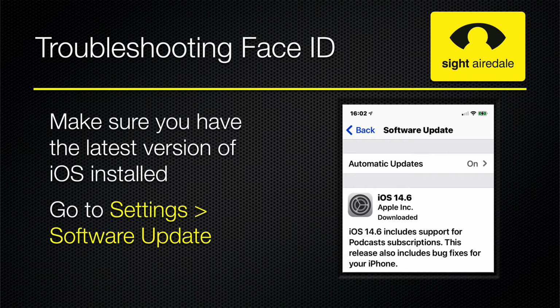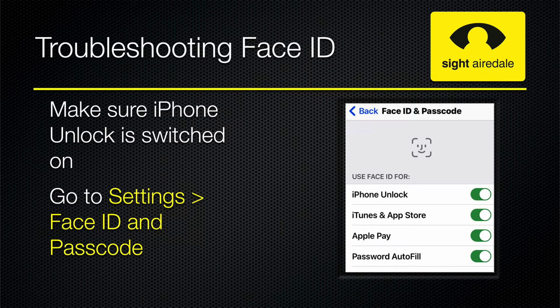If you're having trouble getting Face ID to work, then you can try the following. First, make sure that you've got the latest version of iOS installed. You can check this by going to Settings and Software Update. Make sure that Use Face ID for iPhone Unlock is turned on. Go to Face ID and Passcode in the Settings menu to check this.